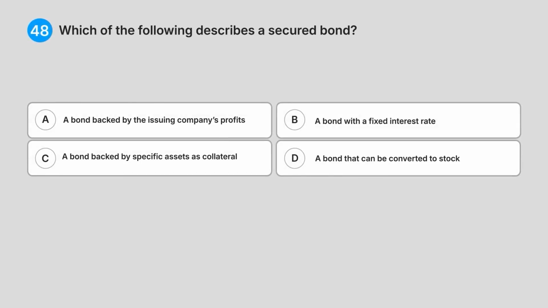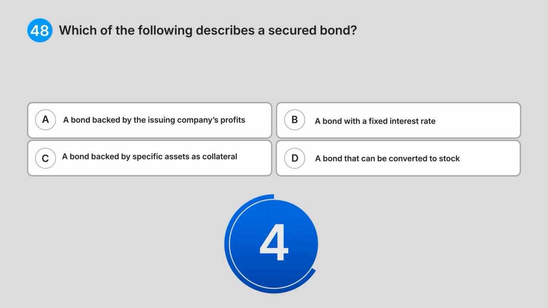48. Which of the following describes a secured bond? A. A bond backed by the issuing company's profits. B. A bond with a fixed interest rate. C. A bond backed by specific assets as collateral. D. A bond that can be converted to stock. What do you think is the answer?